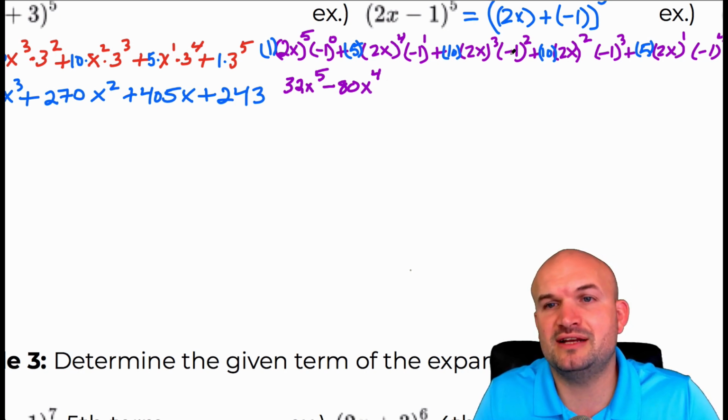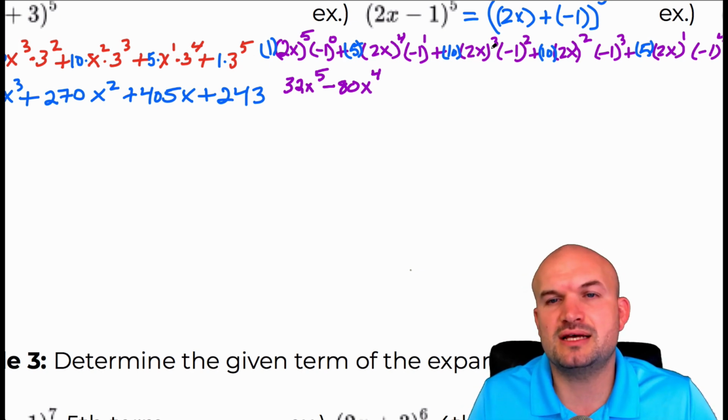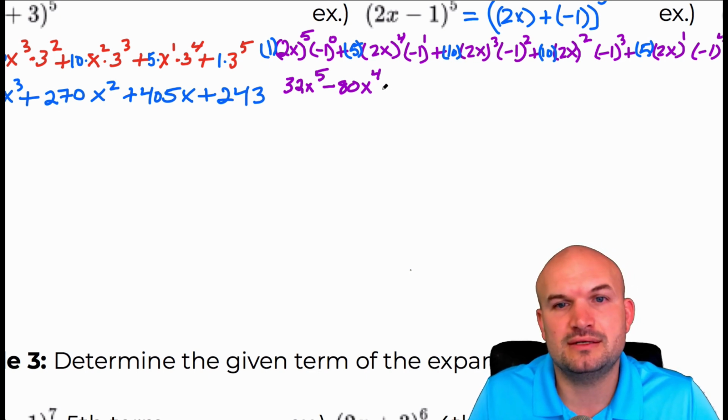In this case, I have -1 squared, which is just going to be 1. And in this case, I have 2x cubed, so 2x cubed is going to be 8x cubed. 8x cubed times 10 is going to be 80x cubed. So I have plus 80x cubed.